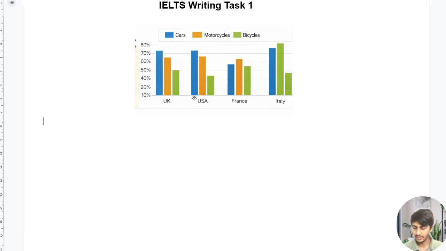Now let's start with our introduction. This is a bar graph, not a pie chart, and it shows countries with percentages from 10 to 80%. In the bar graph, blue is cars, orange is motorcycles and green is bicycles, and the countries are UK, USA, France and Italy. So now I will start the introduction. This is report writing. Now we start with our introduction.